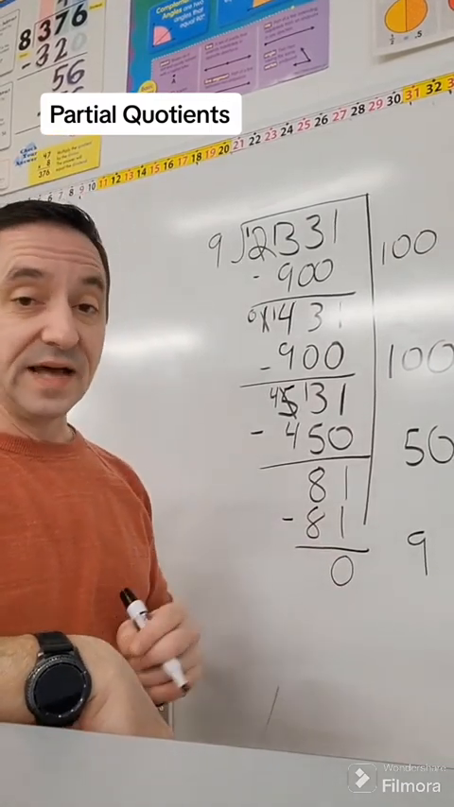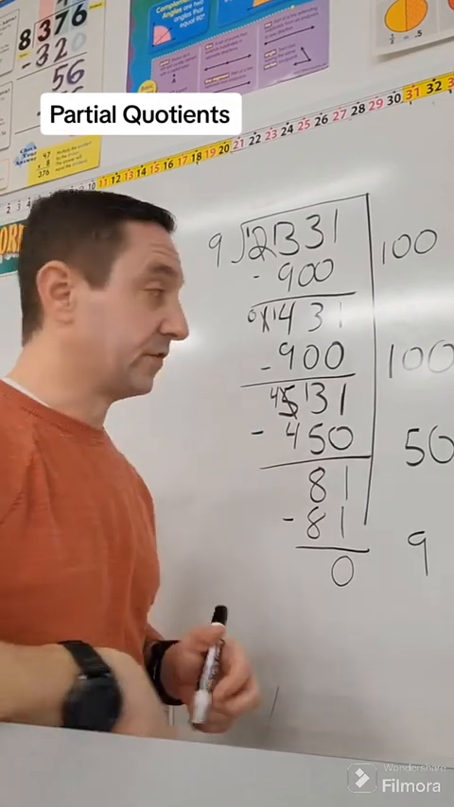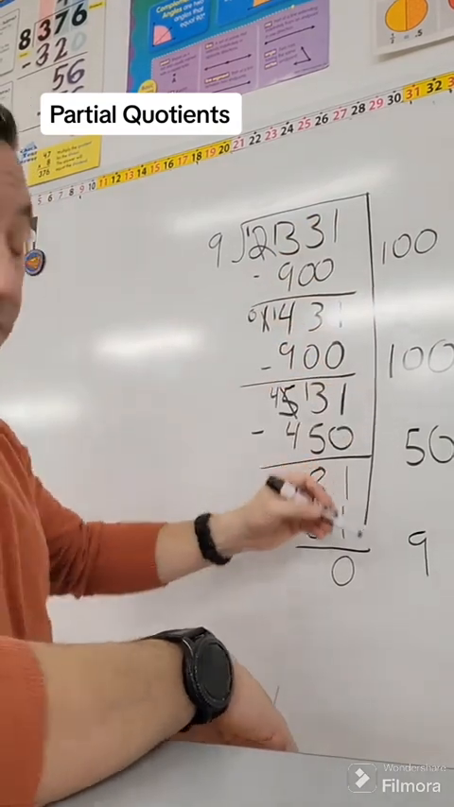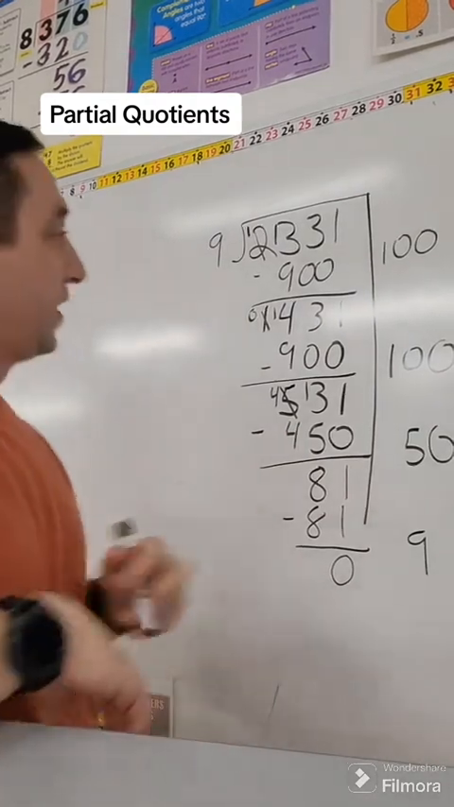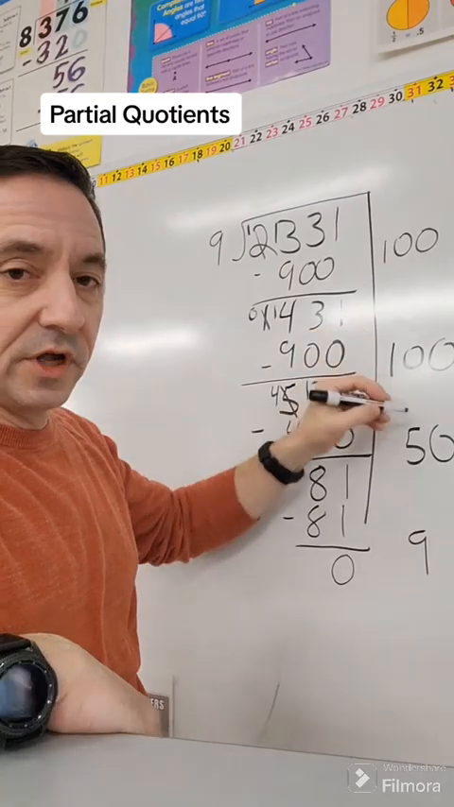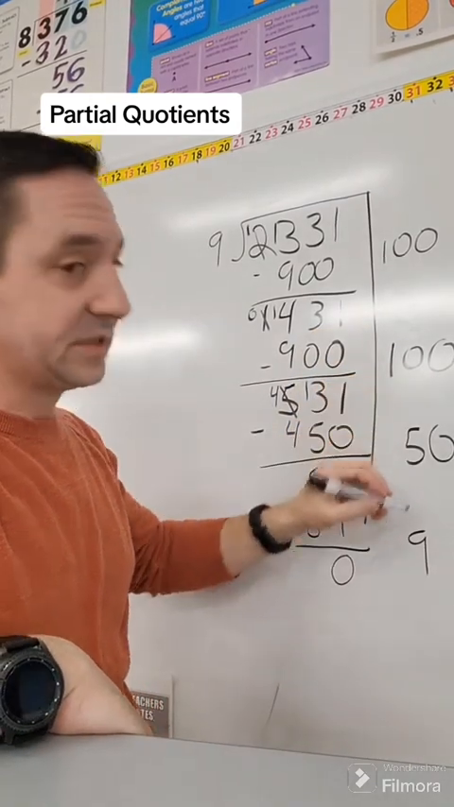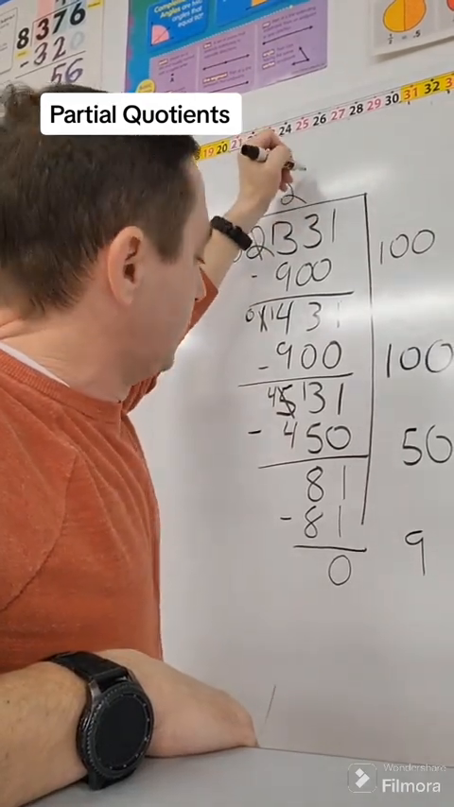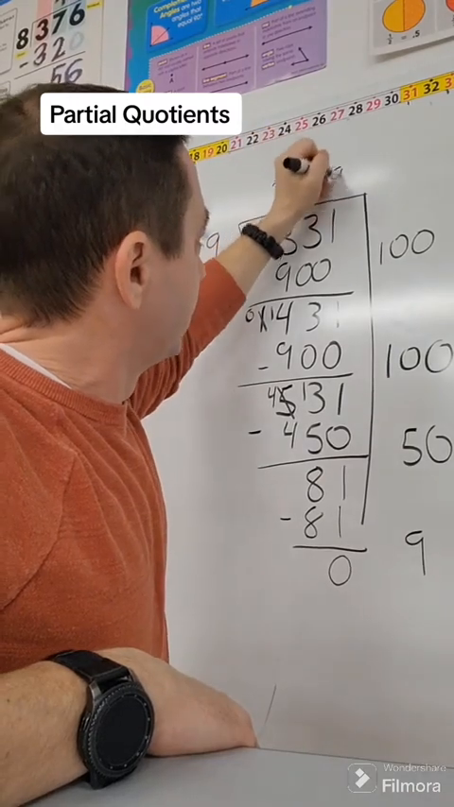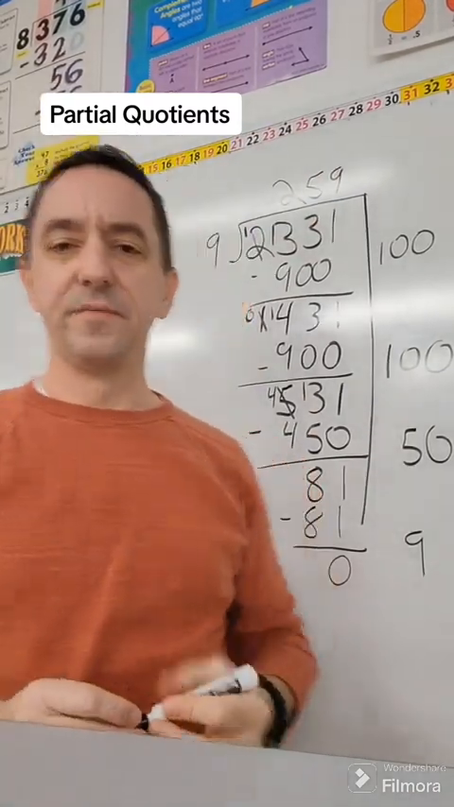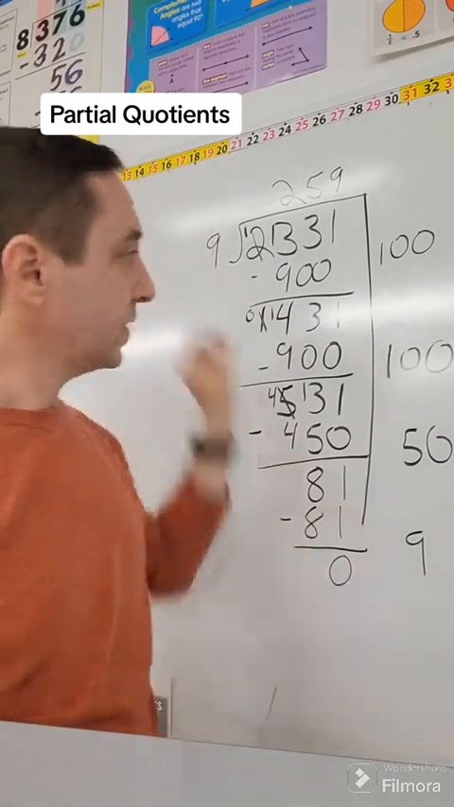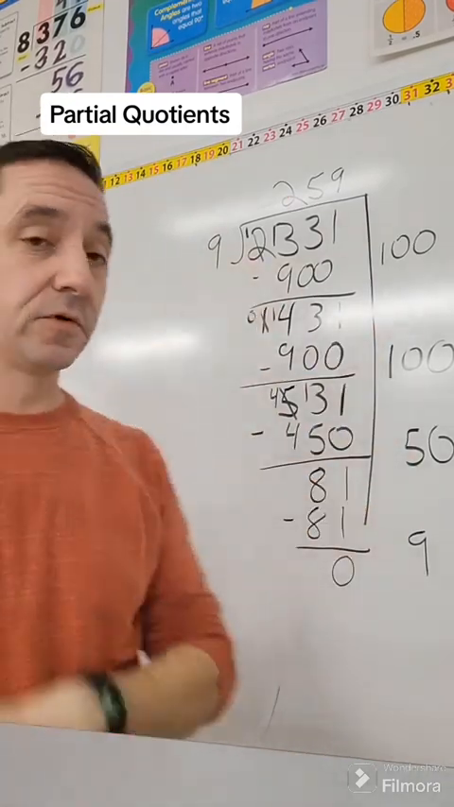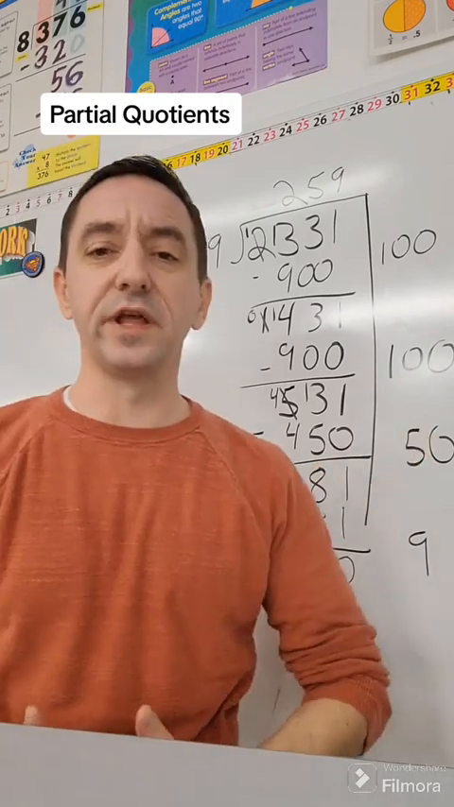Now, my last step to find my answer is going to be to add up 100, 100, 50, and 9. So 100 plus 100 is 200, plus 50 is 250, plus 9 is 259. So I know my quotient is 259. And again, this right here is partial quotients. We're just taking a piece at a time, and then we're going to add those up together, find the sum, to find our quotient up top. Just another way to divide.